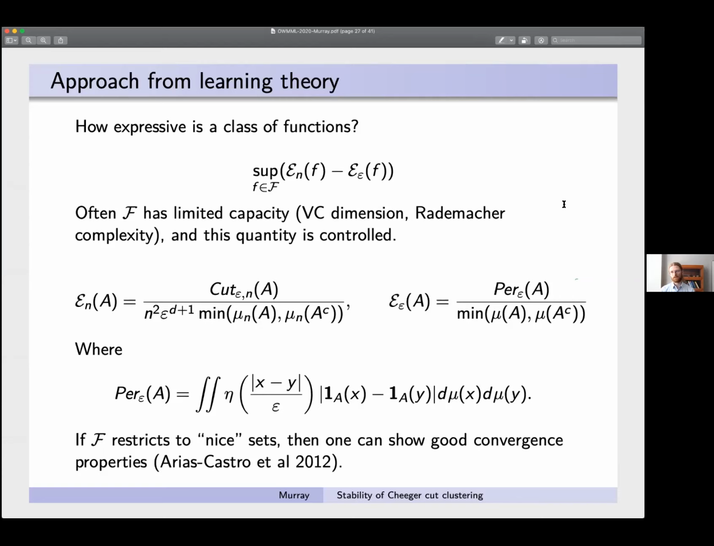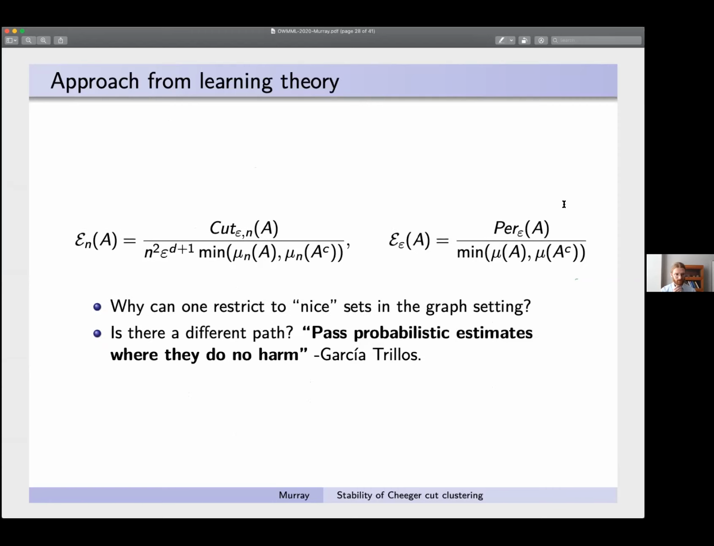Okay, so this work was done by Arias Castro and some other collaborators around 2012. And it relies on some detailed concentration estimates, some U statistics type results to prove that this type of thing works. But they readily admit in their work that there is no reason a priori that you can justify restricting the class of nice sets in this graph setting. So if I consider the minimizer of this Cheeger cut problem, it's not a priori clear at all that the minimizer should look like something with bounded curvature.